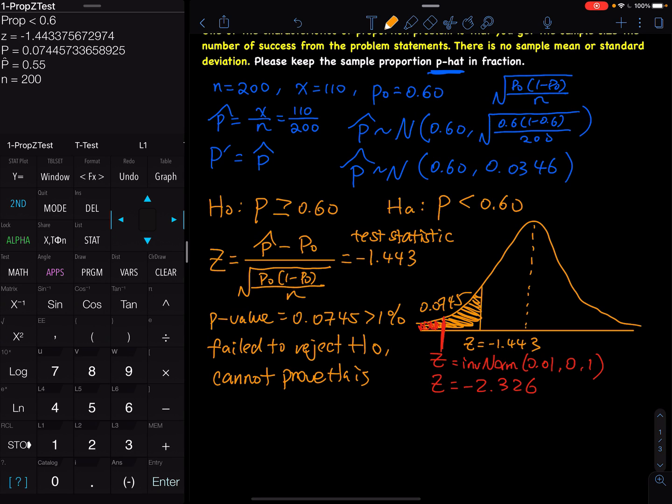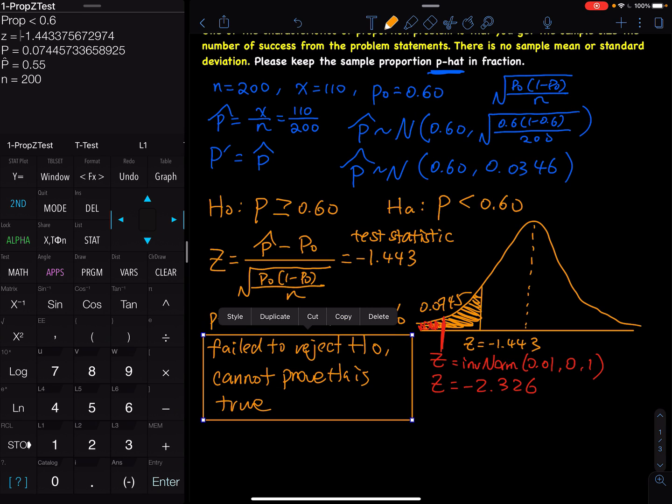Okay, let's say you never took stats in your life. Do you understand what this sentence means? You never took stats in your life. The answer is you don't, right? You know what it means because you took stats. Can you write a sentence that everybody understands? The answer is sure. So cannot prove HA is true.